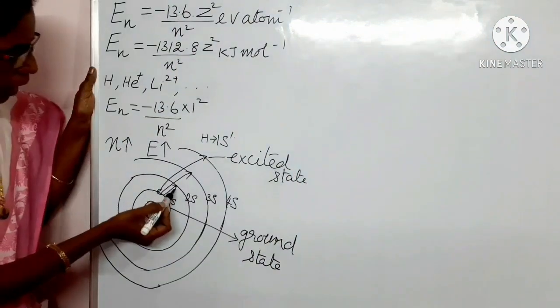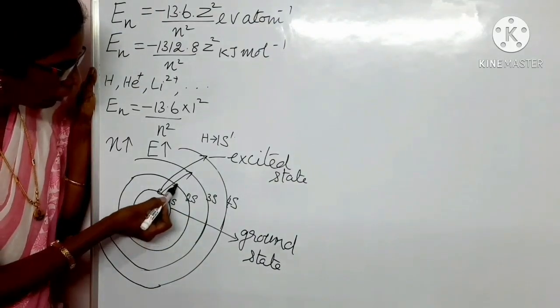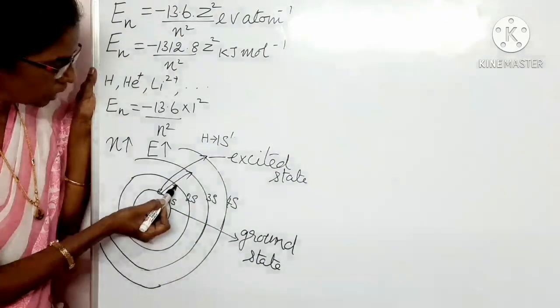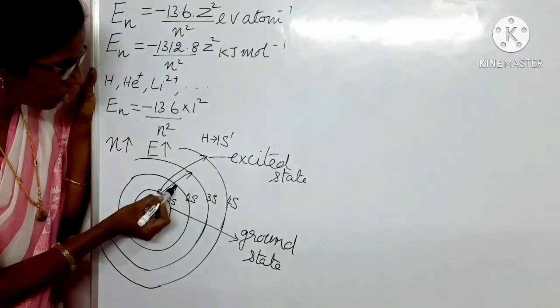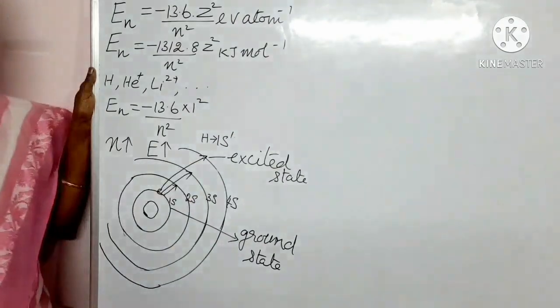I have to differentiate these excited states. When the electron jumps up to the next highest energy level, it is called the first excited state. This is called the second excited state. This is called the third excited state.